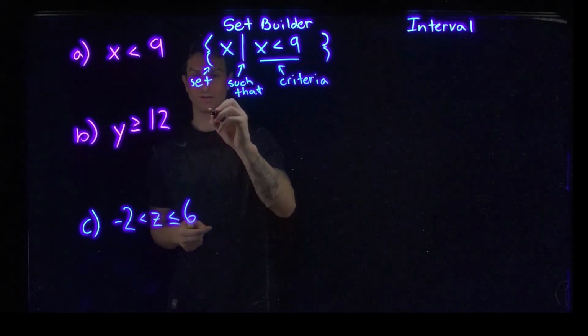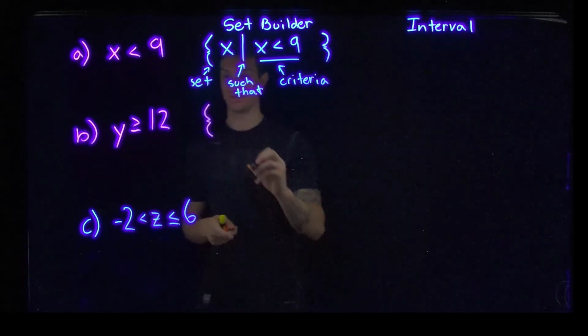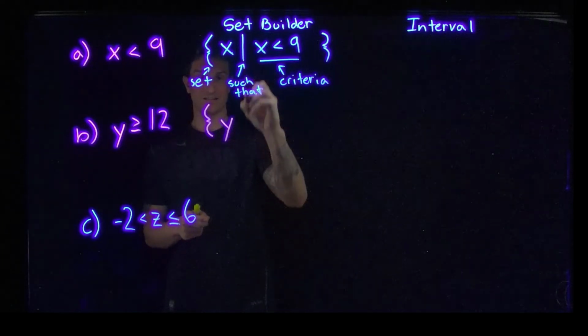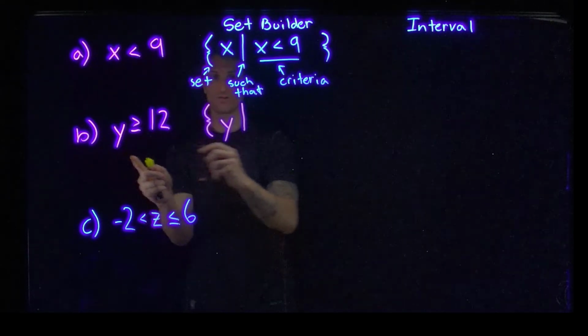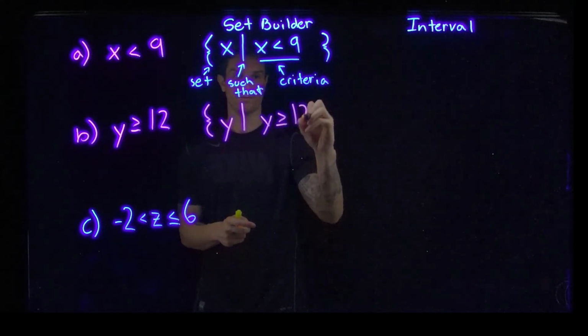So we'll just keep going. Curly braces, because we're dealing with a set for set builder notation, my variable is a y, such that, and the criteria is already given to me. Y is greater than or equal to 12.